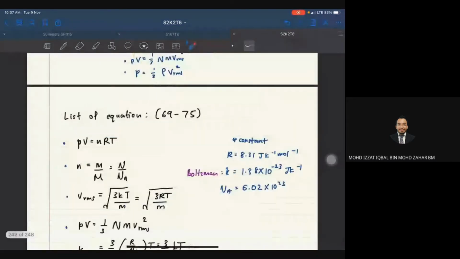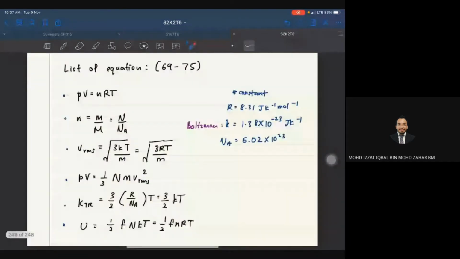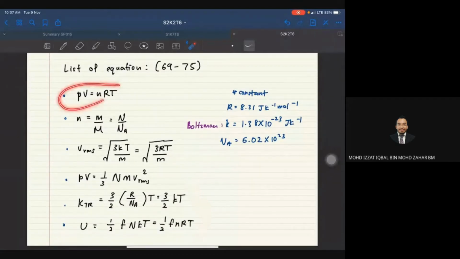Okay, the list of formula, if you look through the list of formula, it will be from 69 to 75. So this is the given formula, so you don't have to memorize anything. Commonly students will get confused with the last 2 equations. This one is no problem, and this one is also no problem. I think this one is okay, but the last 2 or 3 then students get a little bit mixed up, but don't worry, we will clear things up soon.